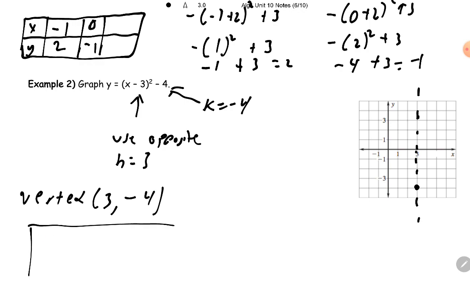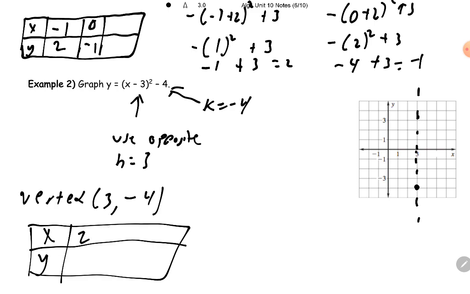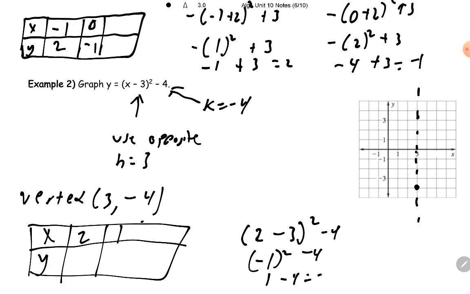Okay, and then we'll create a table. Choose 2 points to the left or right. I'm going to use 2 and 1. So if I plug in 2 into the equation, I'll get -(2 - 3) squared - 4, which is -(-1) squared - 4, which is -1 - 4, which is -5.